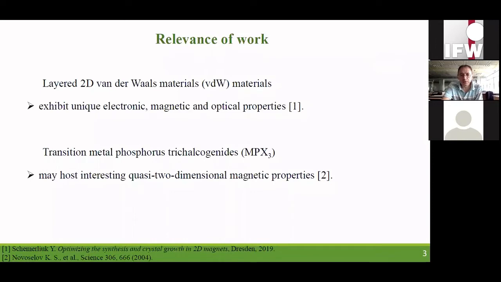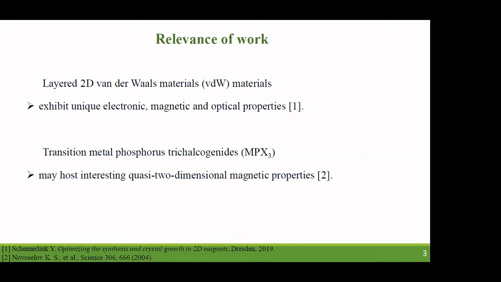Why can I say that this work is important now? It's because layered two-dimensional van der Waals material is a very interesting kind of material. They have a stable monolayer and they can have some special unique properties. But why our kind of material, I mean MPX3 material, is interesting is because they can show unique magnetic properties because of their crystal structure.